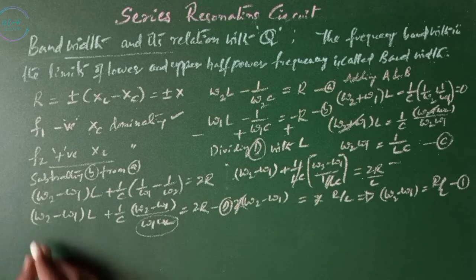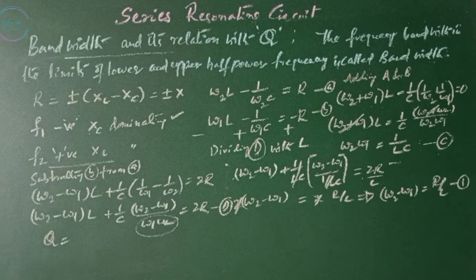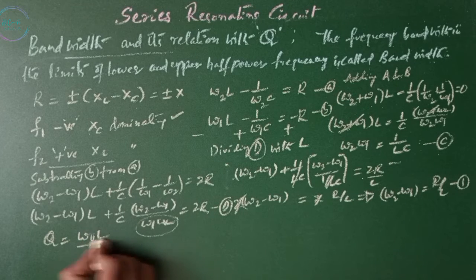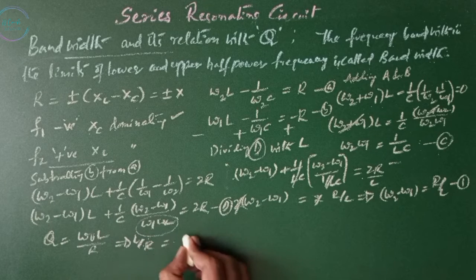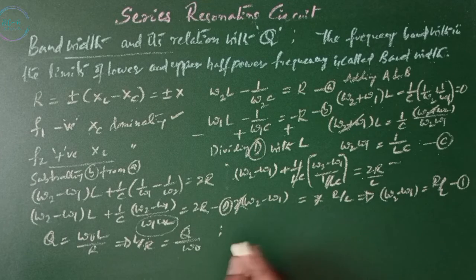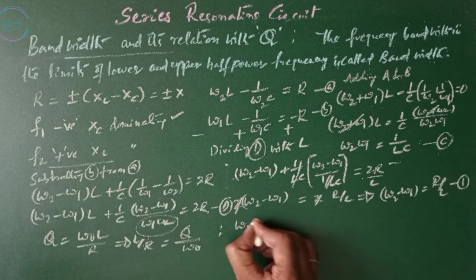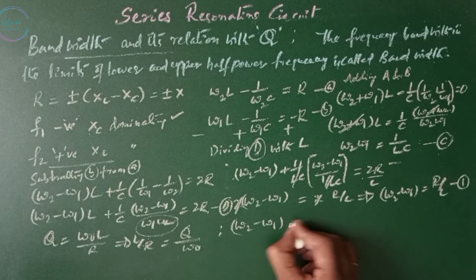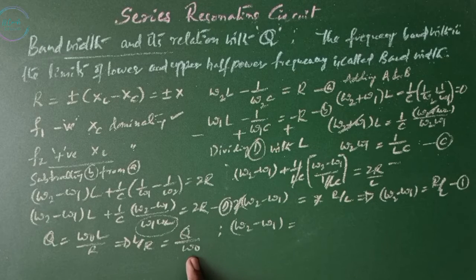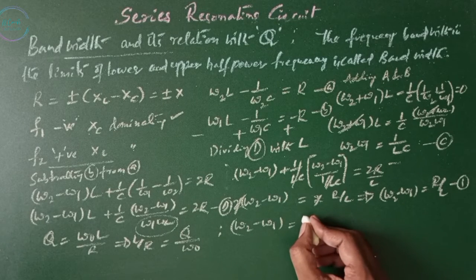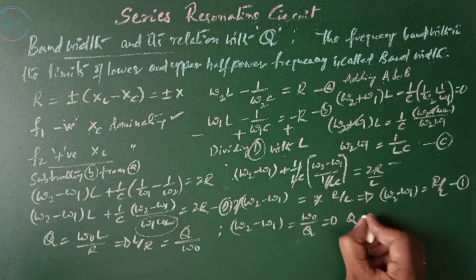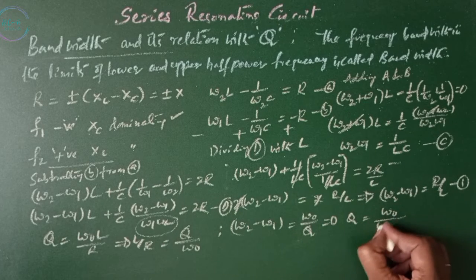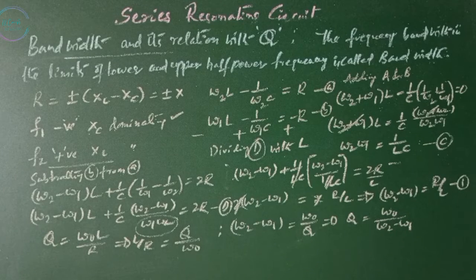And we know that the Q factor is given by omega naught L by R, from which L by R equals Q factor divided by omega naught. Substituting this in equation number 1, we get omega 2 minus omega 1 equals R by L, which equals omega naught by Q, from which Q equals omega naught divided by (omega 2 minus omega 1). This is in angular frequencies.